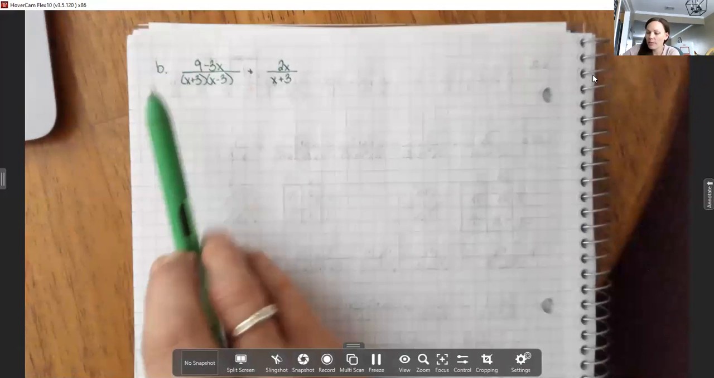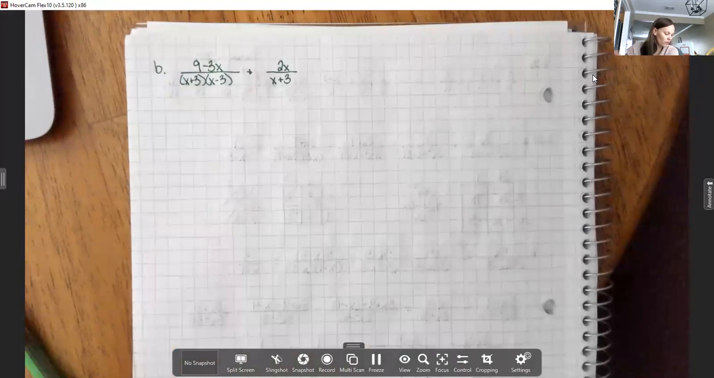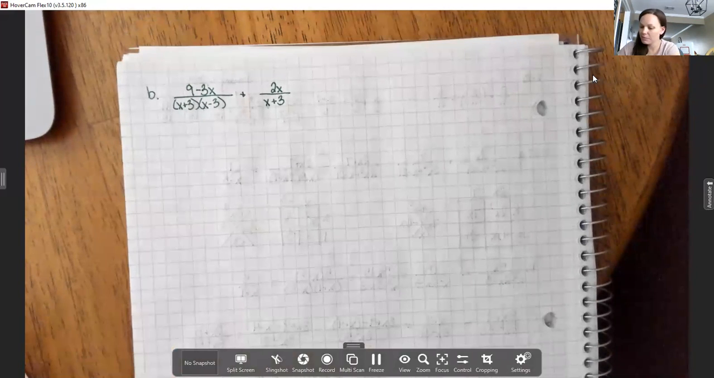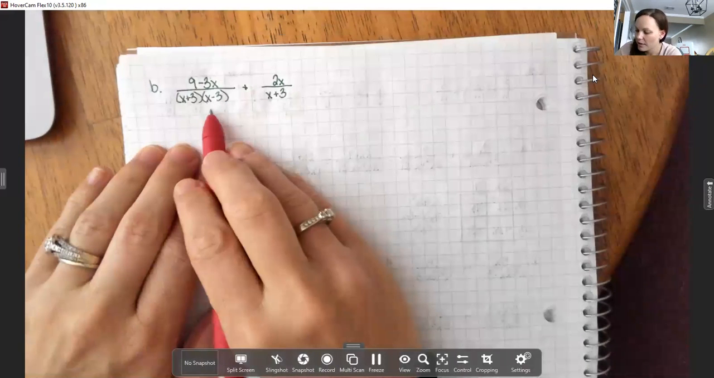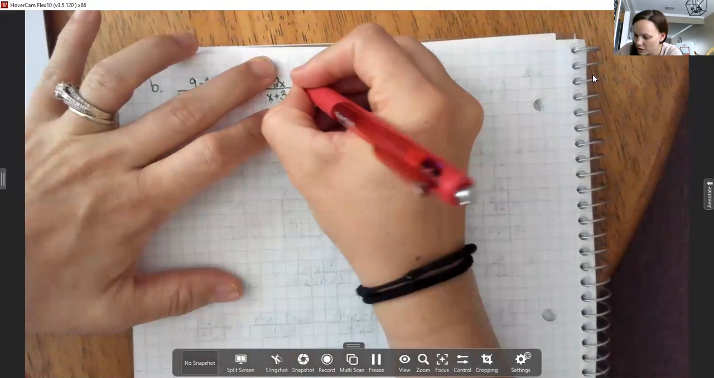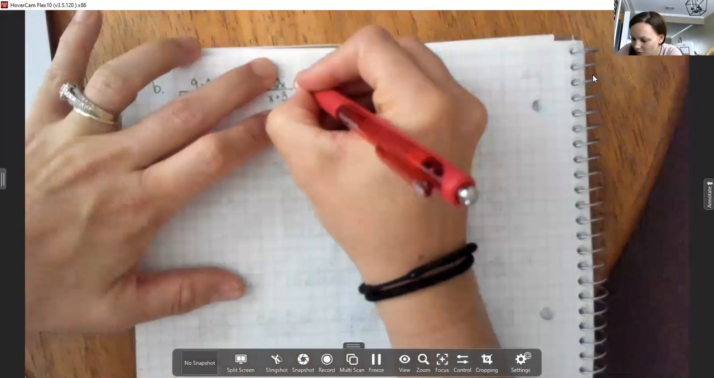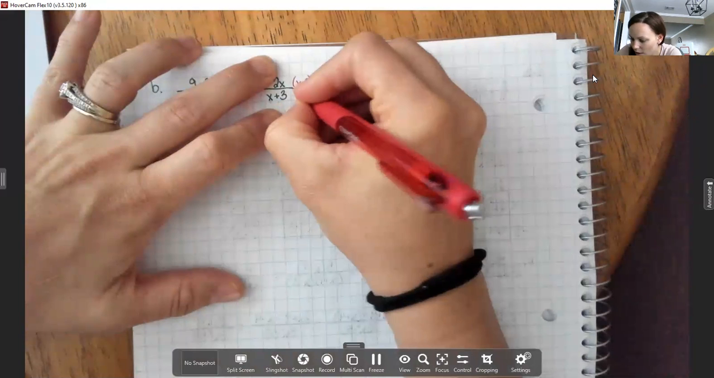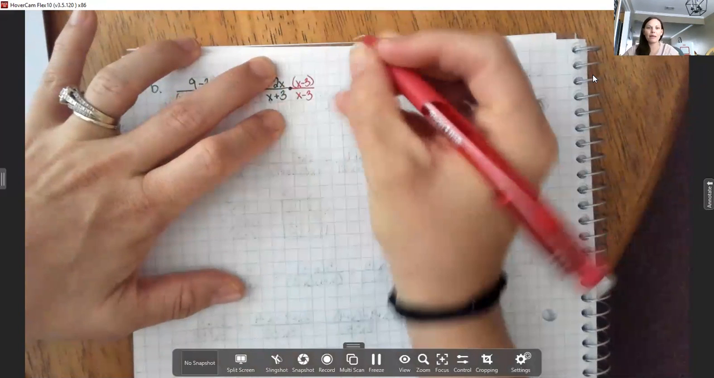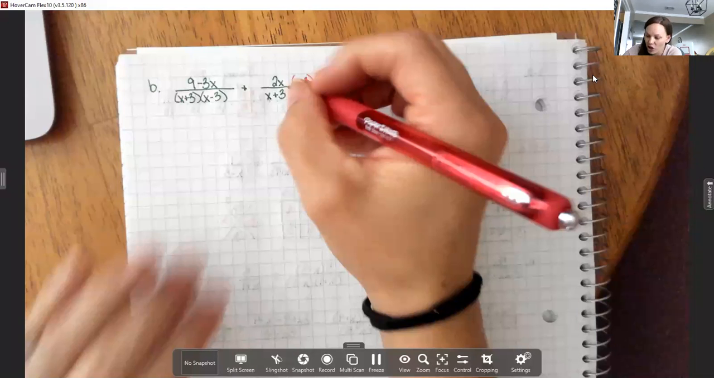Okay, so we can see that both denominators have an x plus 3, so we need to get an x minus 3 in the second fraction. So we need to multiply by x minus 3 divided by x minus 3. Remember, we're multiplying by 1, so we're not changing our problem at all.